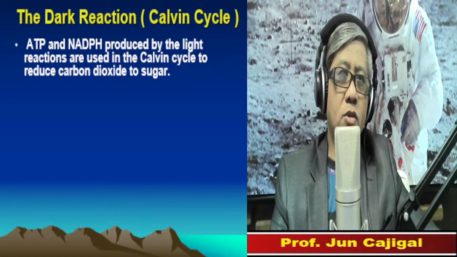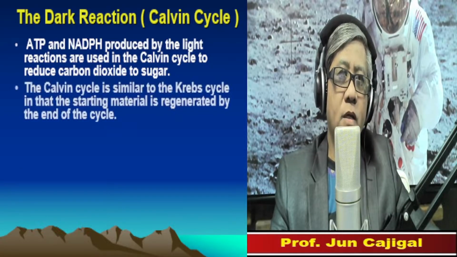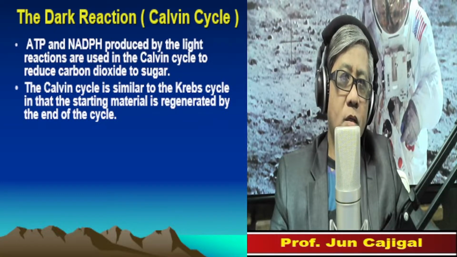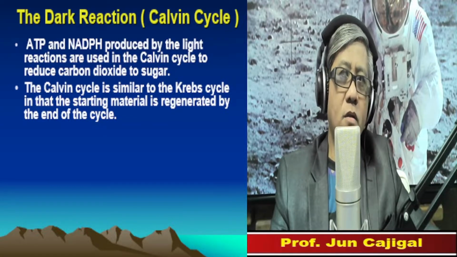that ATP and NADPH produced by the light reactions of photosynthesis would be used to power the Calvin cycle in order to reduce carbon dioxide to sugar. So here, carbon dioxide will enter the reactions we will discuss later. The second point is that the Calvin cycle is similar to the Krebs cycle in that the starting material is regenerated by the end of the cycle, as we will show later.